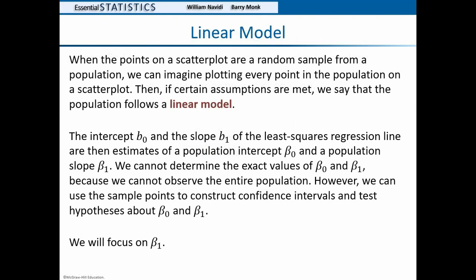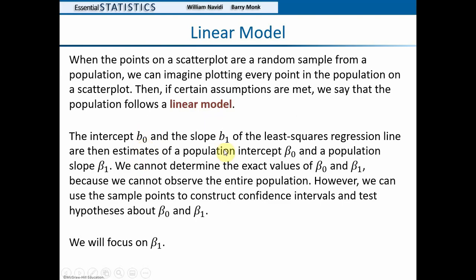So when the points on a scatter plot are a random sample from a population, we can imagine plotting every point in the population on the scatter plot. Then, as certain assumptions are met, we say that the population follows a linear model. Okay. So here we were talking about population. We've been talking about sampling up to then. So let's bring those two together.